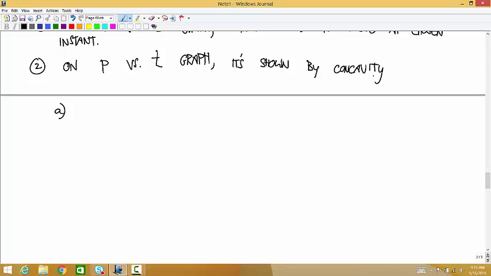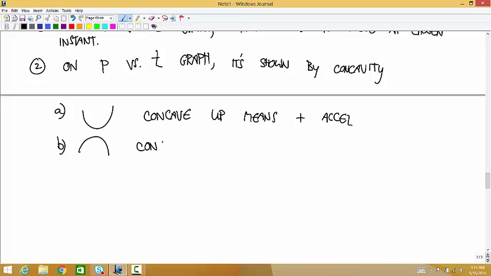So if you have a section of the graph that's concave up, that means that the acceleration is positive. And if you have a portion of the graph that's concave down, then on that interval, it means the acceleration is negative.